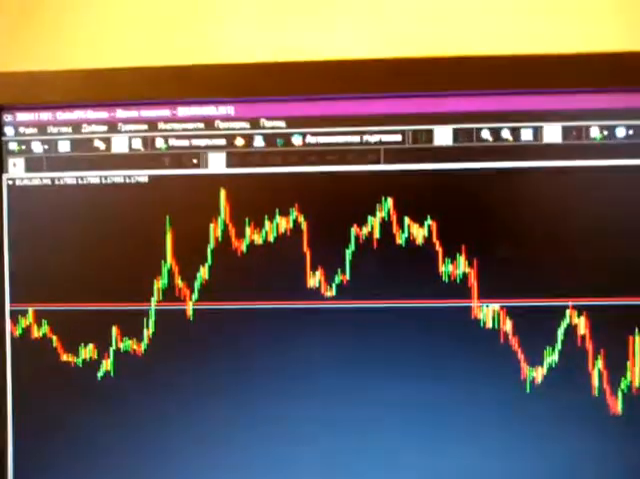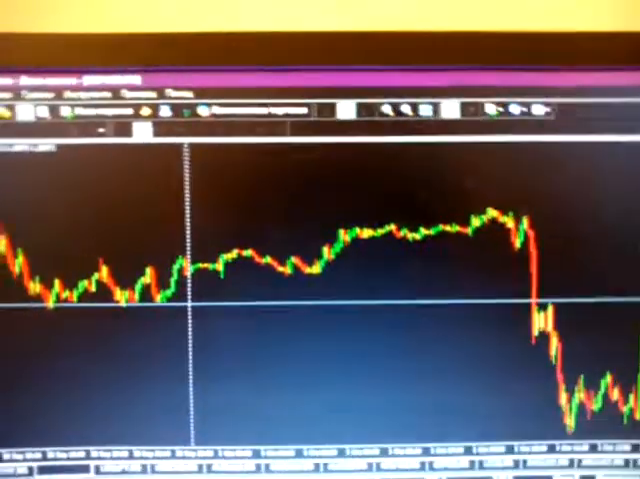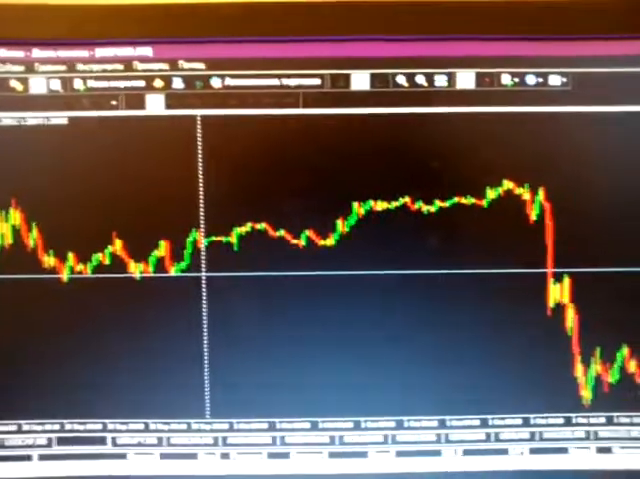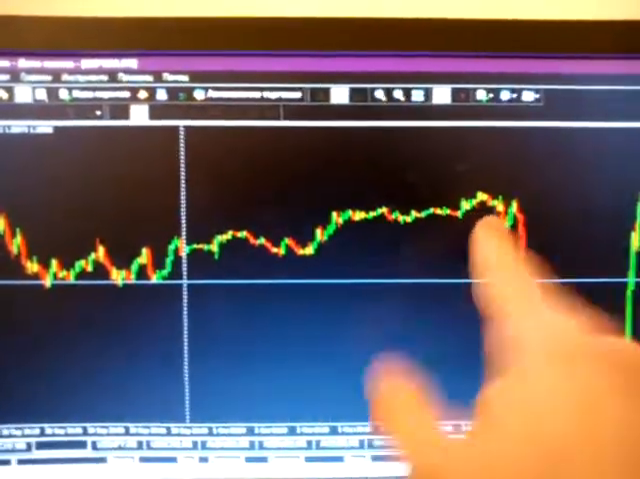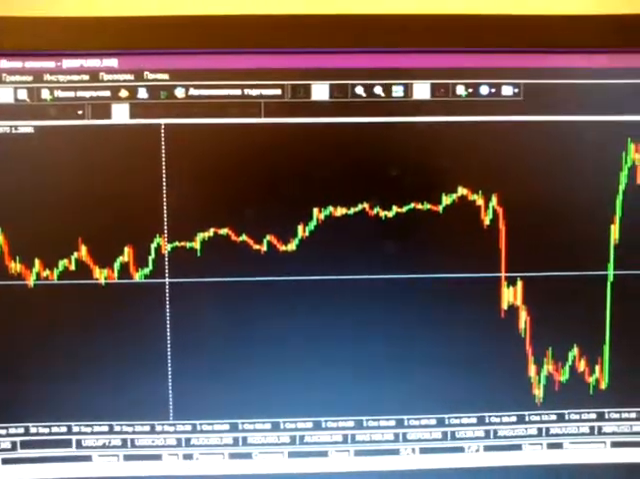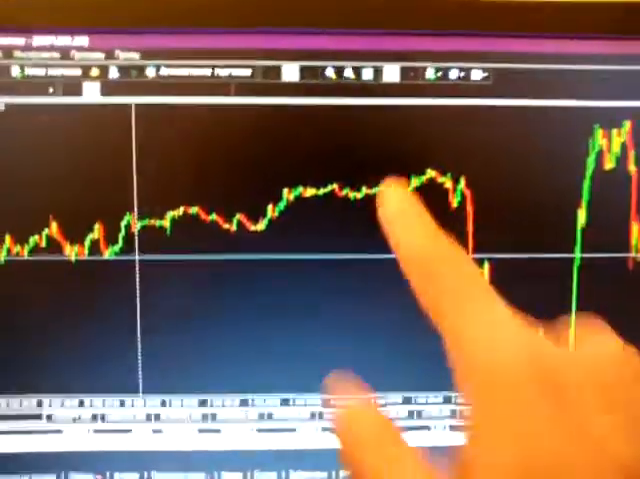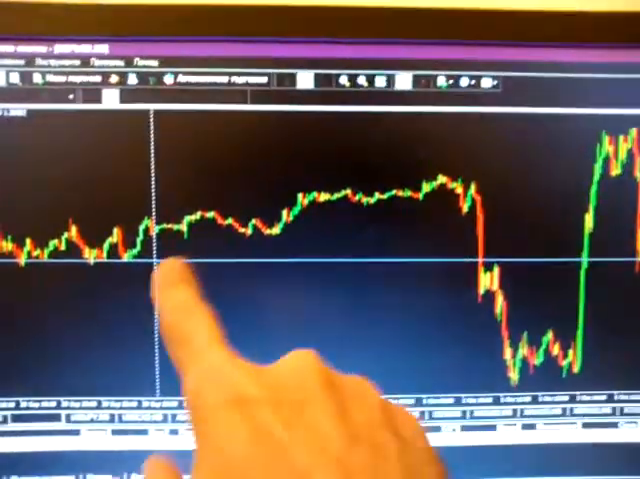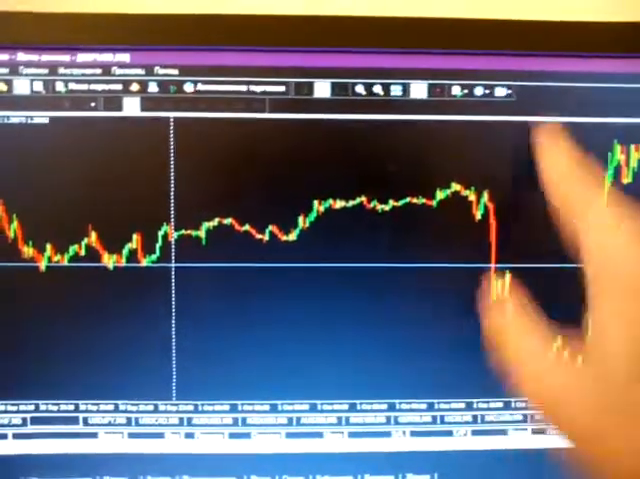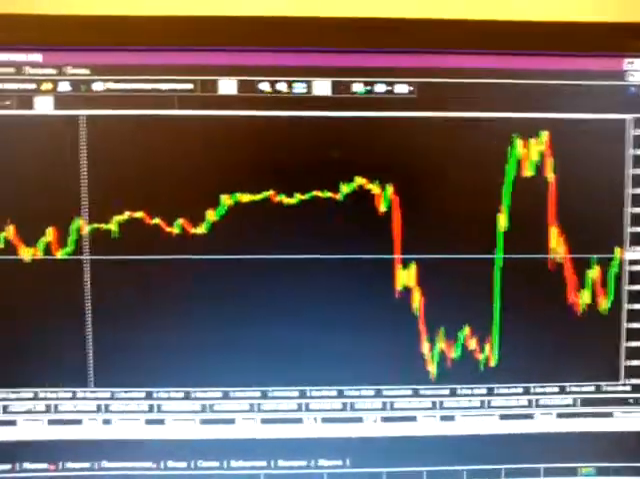If you want a better chart, see this. This is midnight. This is the British pound against the dollar. It goes like this, relatively level, and then it starts somewhere. But there's no guarantee that it will go like this or like this. It might go like this and then start going like this the whole day.